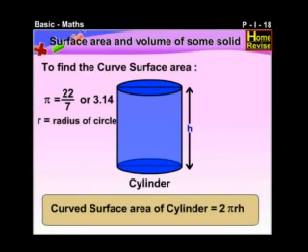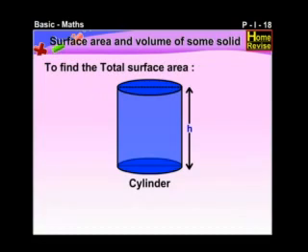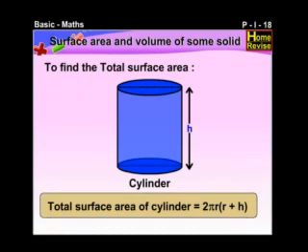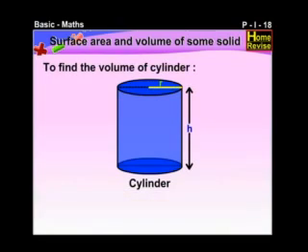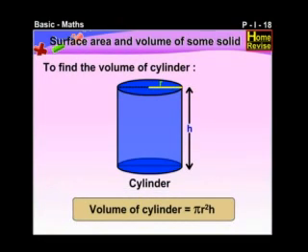That means curved surface area of cylinder is equal to 2 pi RH. To find the total surface area, the formula is total surface area of cylinder is equal to 2 pi r in the bracket r plus h, where r means radius and h means height of the cylinder. Volume of cylinder is equal to pi r square h, where r means radius and h means height of the cylinder.